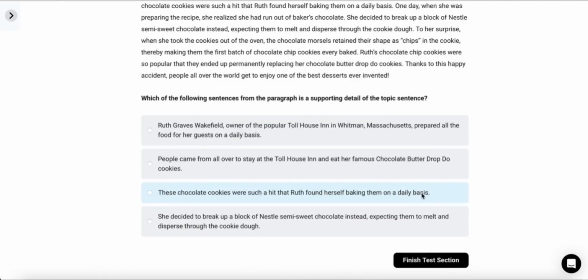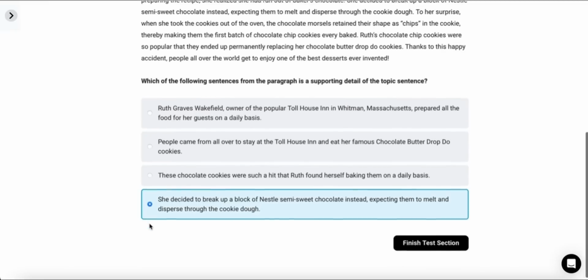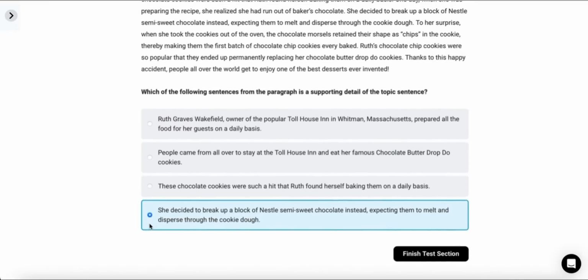And finally, she decided to break up a block of Nestle semi-sweet chocolate instead, expecting them to melt and disperse throughout the cookie dough. This is a supporting statement about the accidental creation of the cookie, so this is the correct answer.